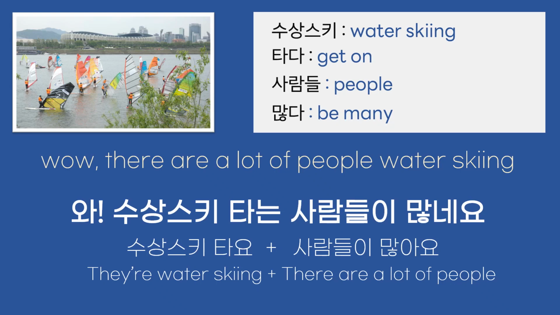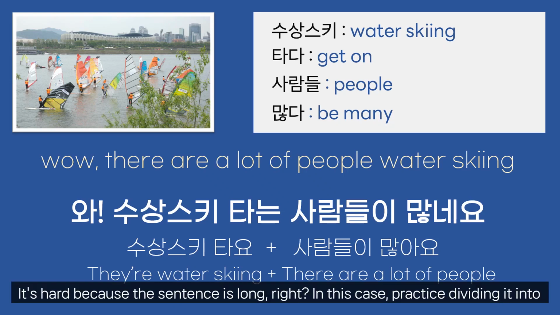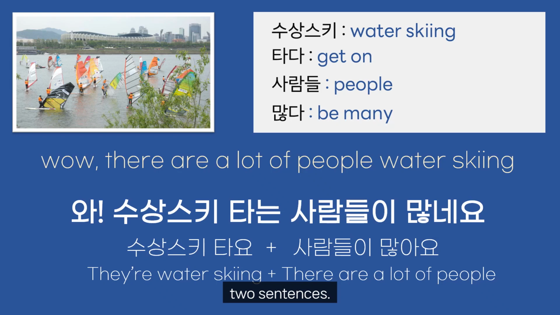Wow, there are a lot of people water skiing. It's hard because the sentence is long, right? In this case, practice dividing it into two sentences. 수상스키 타요. They're water skiing. 사람들이 많아요. There are a lot of people.